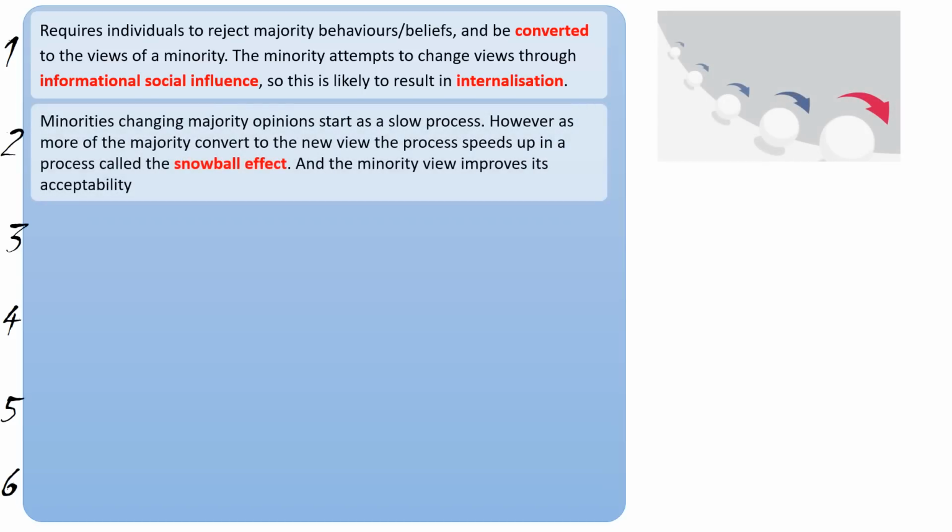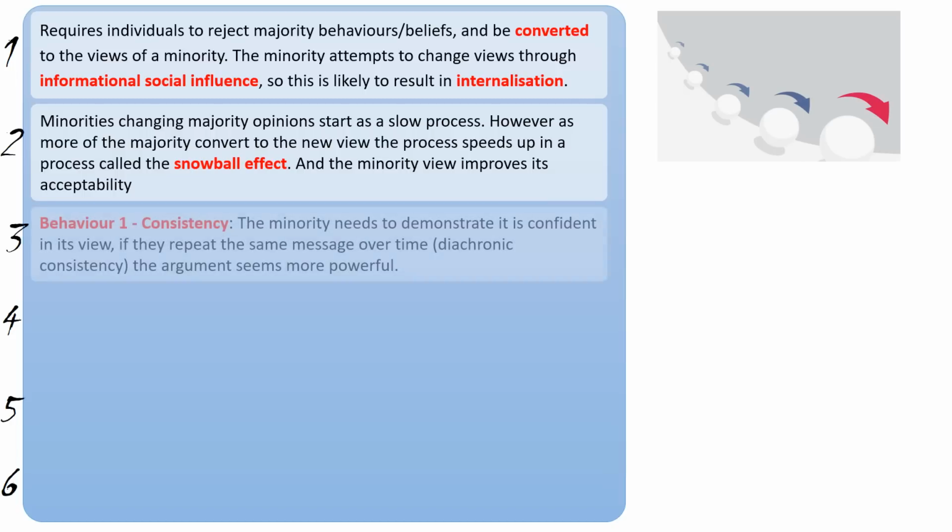A minority group changing a majority opinion will start as a slow process. But as this group becomes larger, it's going to attract even more people. It's going to gain legitimacy and it will start to attract people at a faster rate. This is called the snowball effect, and it's how a small minority can, in a relatively short space of time, actually become a majority view, but it will start slowly.